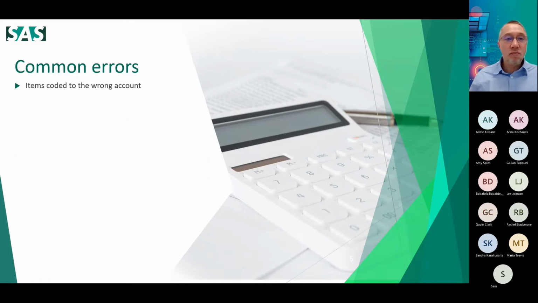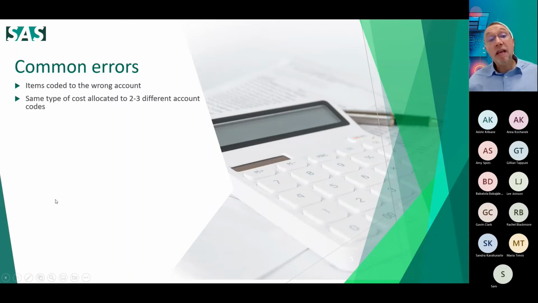Say, for instance, you buy some computer equipment like a mouse or a keyboard. That could then be coded to something like professional fees. So it's something that shouldn't really belong in that account code, but whoever's putting that number in is doing it incorrectly. We then also see quite often the same type of cost being allocated to 2 or 3 different account codes. So say, for example, you're buying your printing paper from Amazon or from Ryman's.